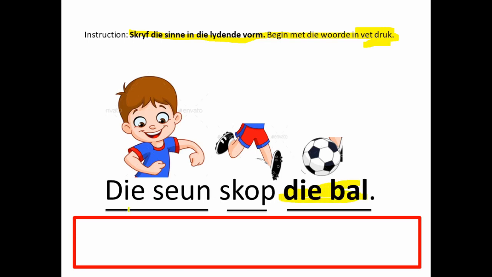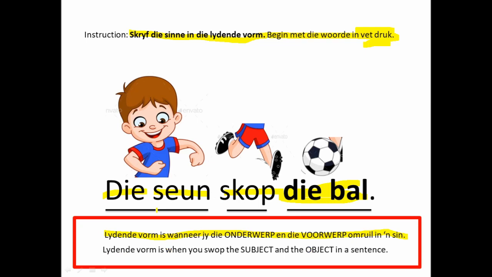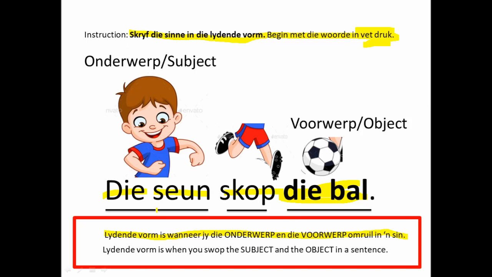Right, the sentence. Die seun skop die bal. The boy kicks the ball. But before we carry on, let's just see what is the definition of lydende vorm. Lydende vorm is wanneer jy die onderwerp en die voorwerp omruil in 'n sin. Lydende vorm is when you swap the subject and the object in a sentence.